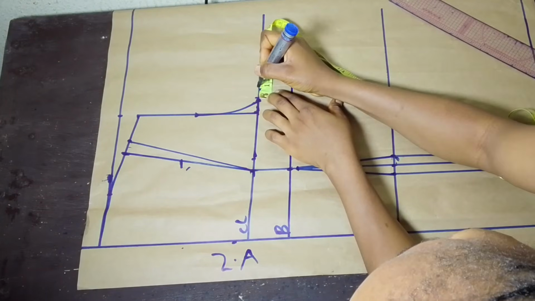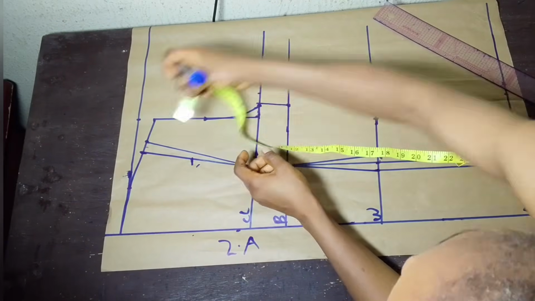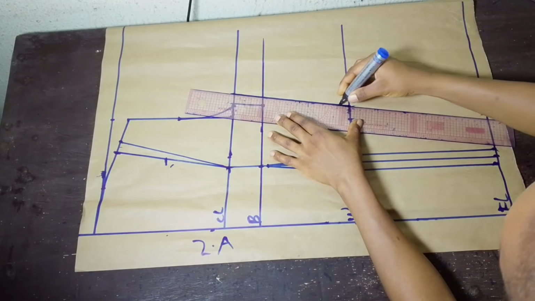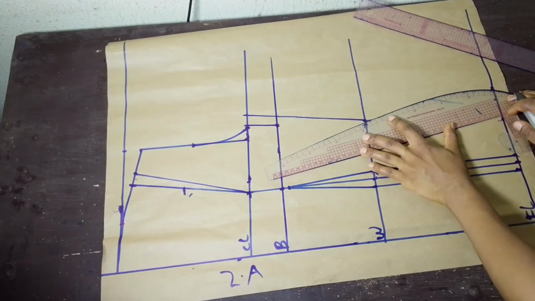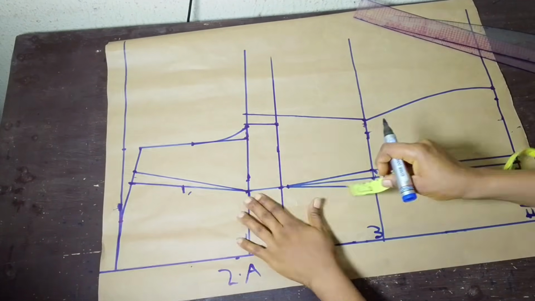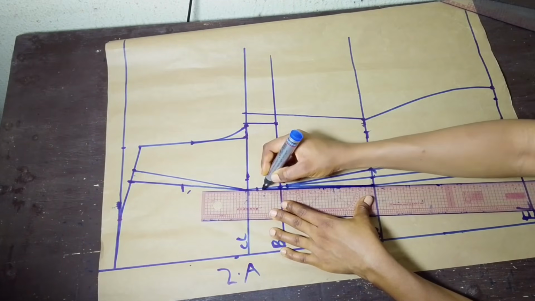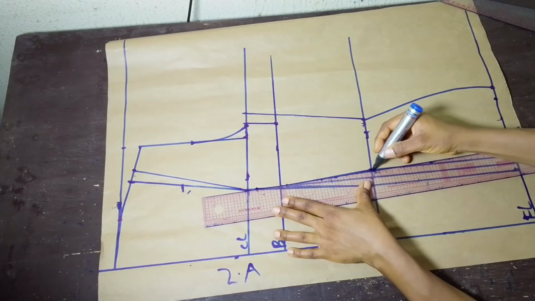Once I'm done, I'll add the 0.75 at the shoulder here. Then I'll go ahead and connect from that 0.75 mark down to the waistline, then from the waistline down to the full length. This is a back bodice. I'll come down 0.5 inch from the chest line and connect to the waistline dart.